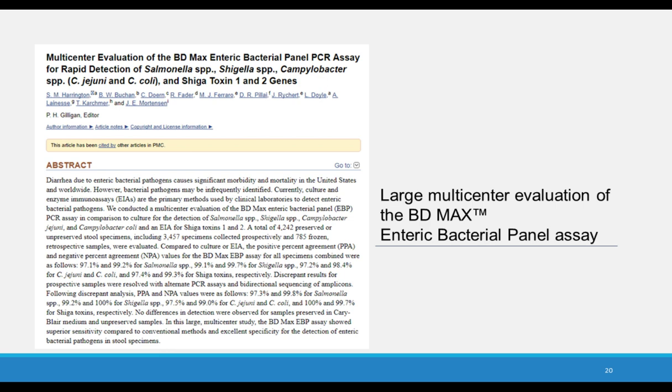This is a nice multi-center evaluation that was done by Dr. Harrington and the group on the BD MAX Enteric Bacterial Panel. It's a very nice paper showing their evaluation of this panel. They compared the panel to the routine culture and to an enzyme immunoassay for Shiga toxin and showed very good comparative results in this publication.